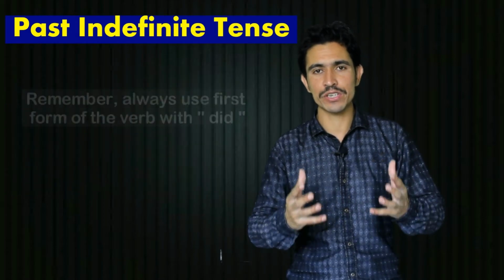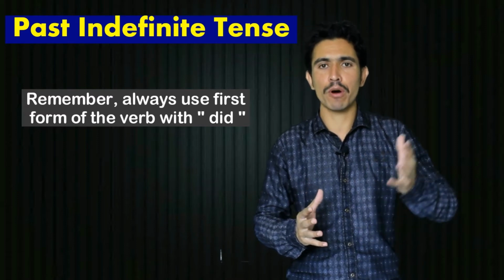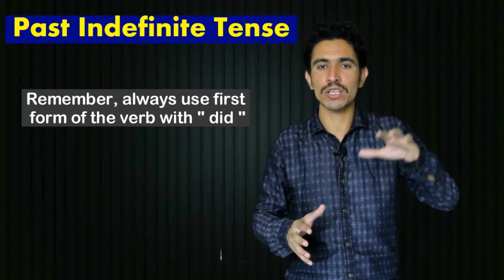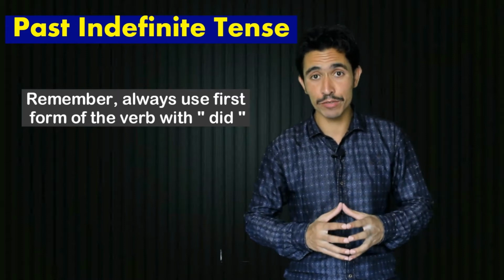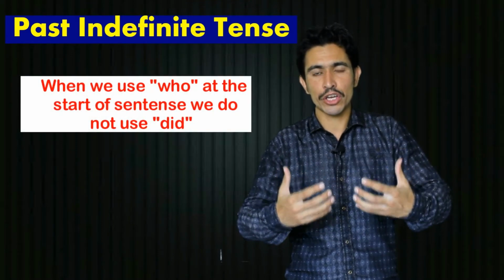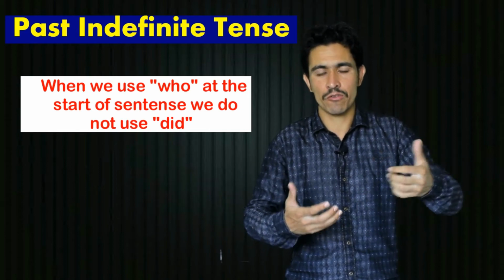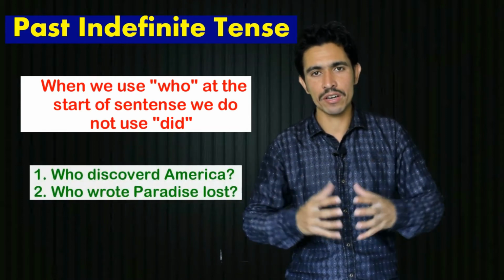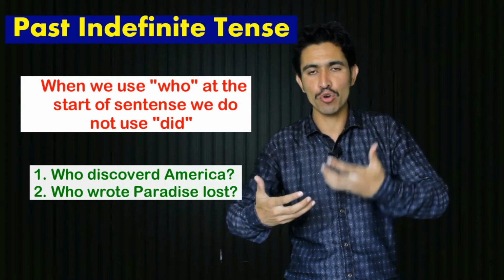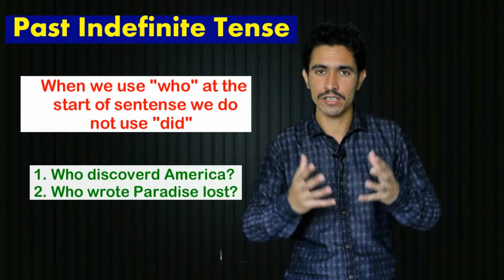And to make a sentence negative, we use did not, then first form of the verb. When we use did, then we use first form of the verb, not the second form of the verb. But one thing must be kept in your mind, that questions with who do not use did. For example, who discovered America? Who wrote Paradise Lost? When we use the word who in the starting of a sentence, then we do not use did.